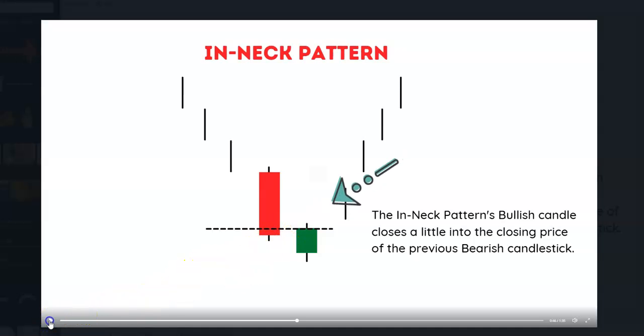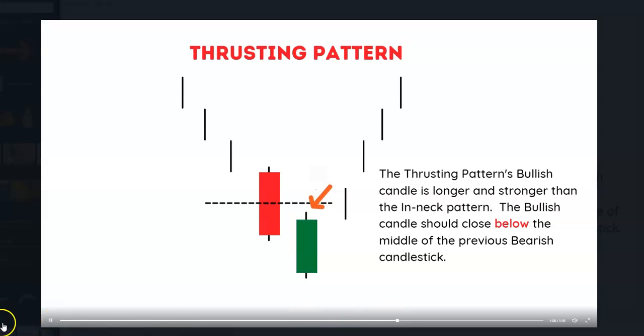Now let's look at the next pattern, which is our thrusting pattern for our piercing bullish pattern. Here we have the third piercing pattern, and this one is a lot stronger. See that candlestick body? It is a lot larger. It's stronger and longer, but it still closes below the mid line of the previous bearish candle. So this is the third pattern.